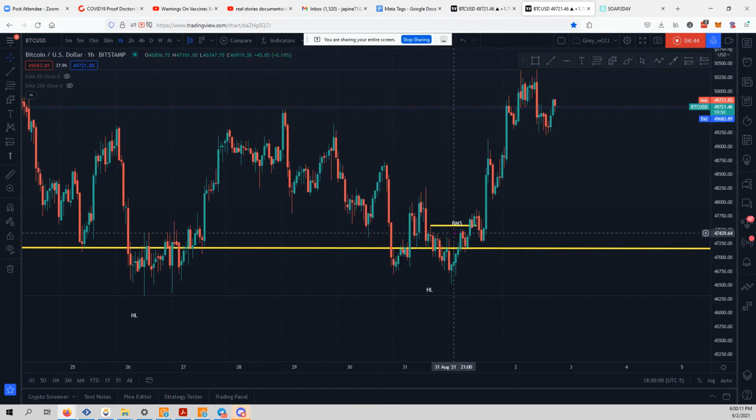Once price broke that, I waited for the pullback. Here was the pullback. Pullback was to the order block right here.